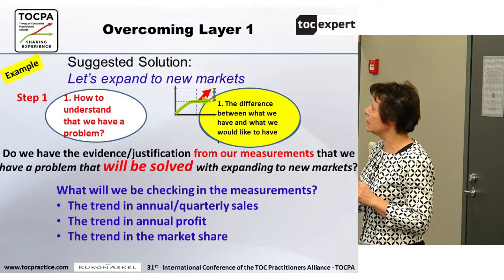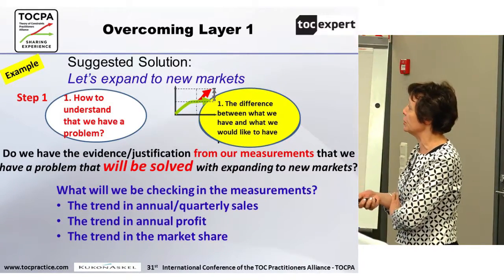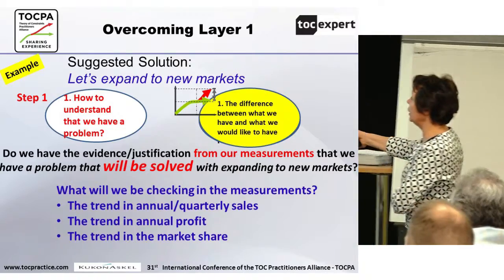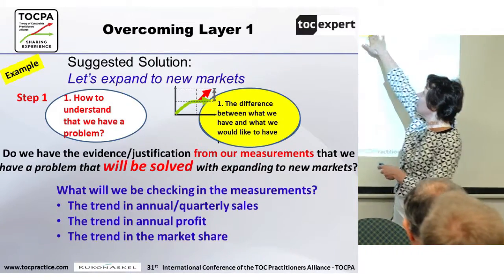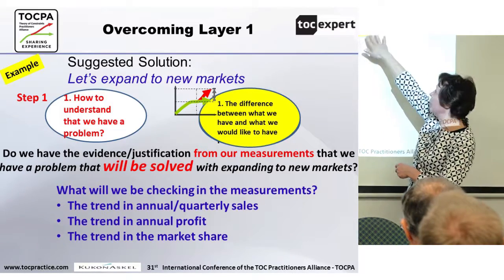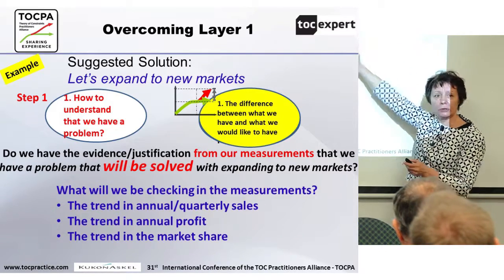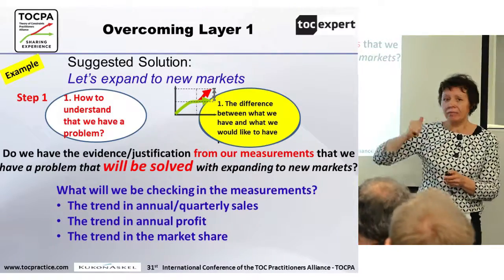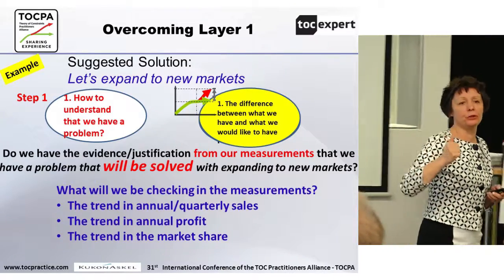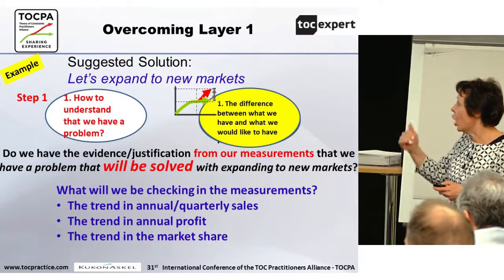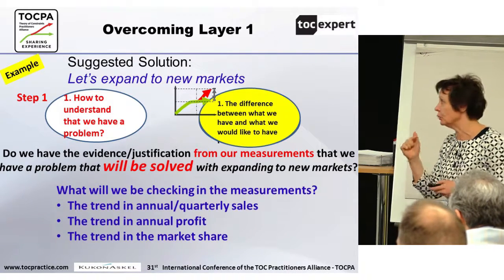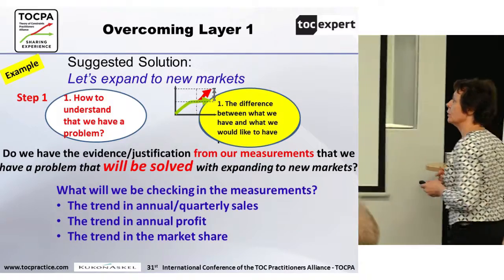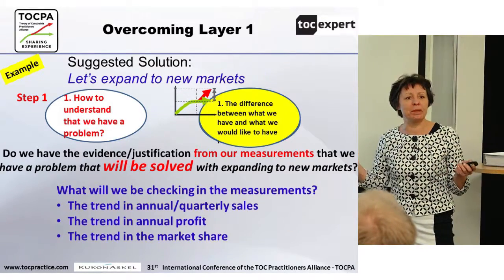Step 1, if we're speaking about the suggested solution: how to understand that we have a problem? There must be a difference between what we have and what we would like to have. Do we have the evidence or justification in our system, from our measurements, that we have a problem that will be solved by expanding to new markets? What will we be checking in the measurements?